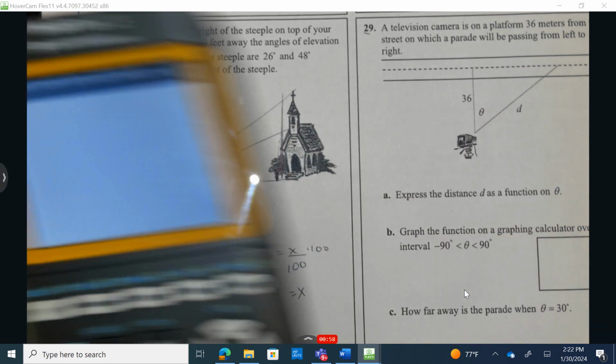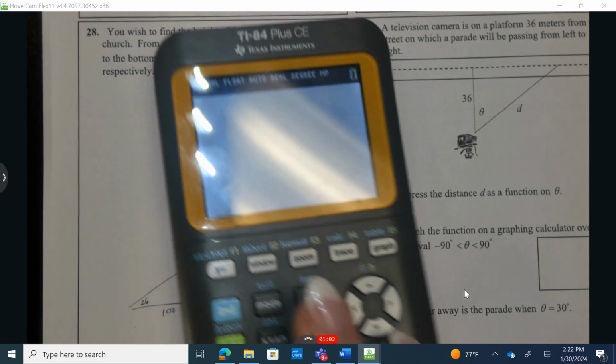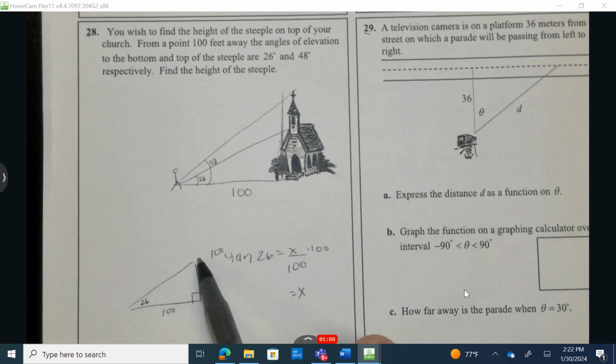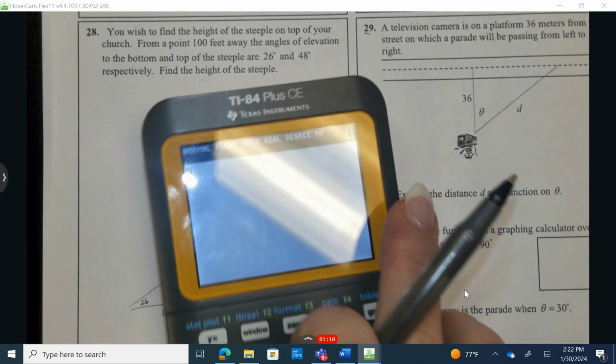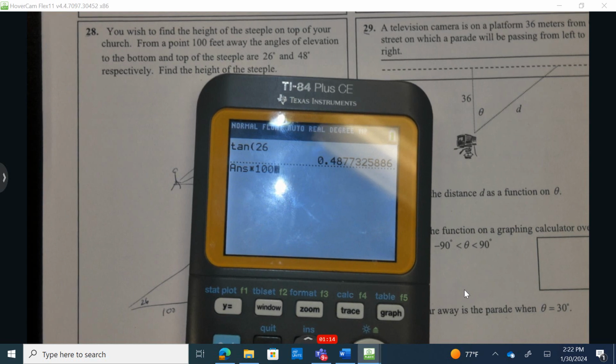So once again, we are talking about degrees. I'm going to go into mode and make sure I'm in terms of degrees. A lot of students get confused: when do I use the inverse sine in the calculator? We're not trying to find angles. The angles are provided. We're trying to find a length. So I'm going to type in tangent of 26, press enter, and take it times 100.